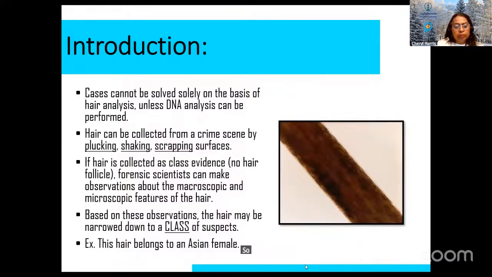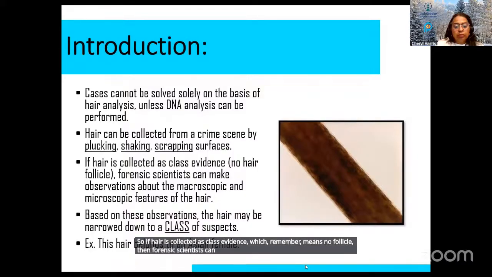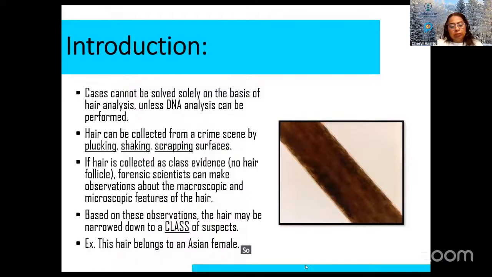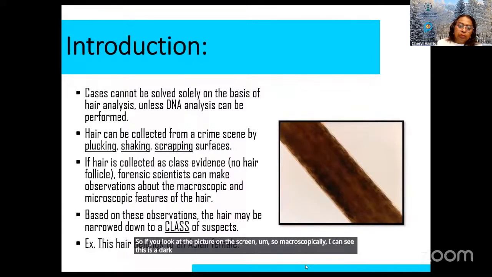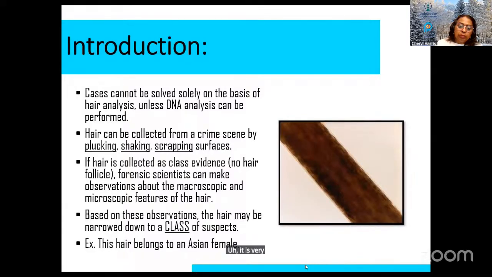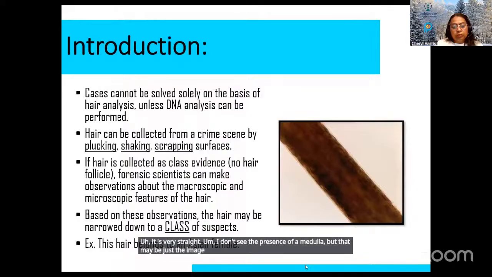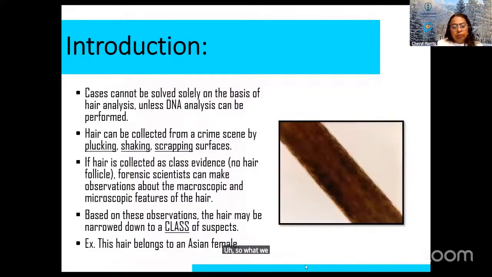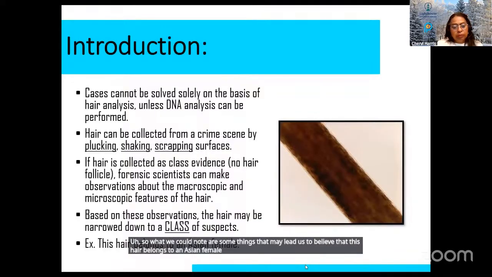So if hair is collected as class evidence, which remember means no follicle, then forensic scientists can make observations about the macroscopic and microscopic features of the hair. Based on these observations, the hair can be narrowed down to a class of suspects. If you look at the picture on the screen, macroscopically, I can see this is a darker hair. It is very straight. I don't see the presence of a medulla, but that may be just the image. So what we could note are some things that may lead us to believe that this hair belongs to an Asian female, although it's kind of hard to tell from this picture.